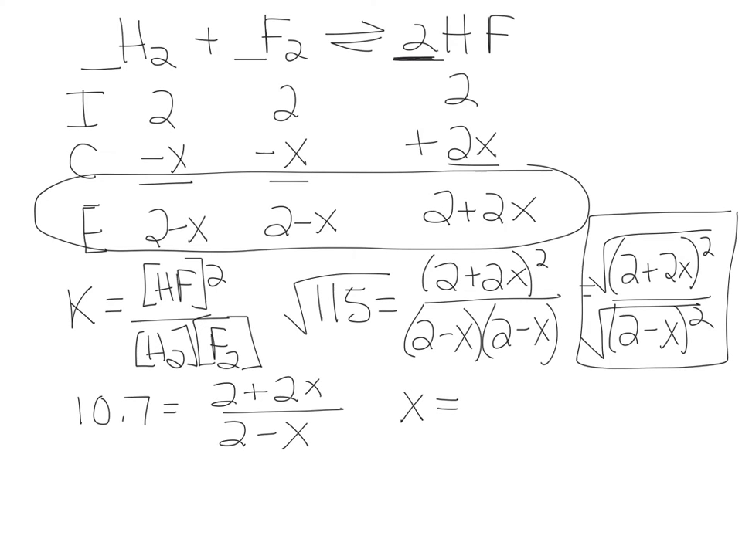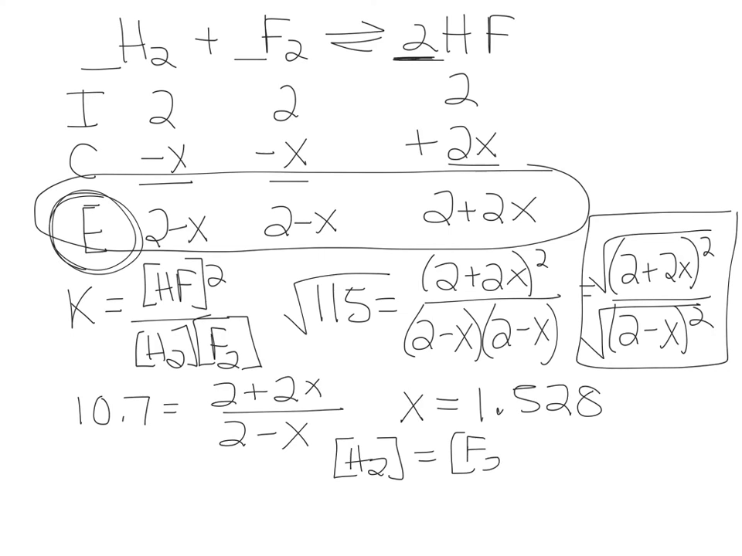So go ahead and do that, and then check back with what the answer is. Okay, so hopefully you have done the work, and you've found that x equals 1.528. The last thing we're going to do is plug this in with our E up here. And so my concentration of H2 is the same as my concentration of F2, and that value equals 2 minus 1.528, which equals 0.472 molarity.